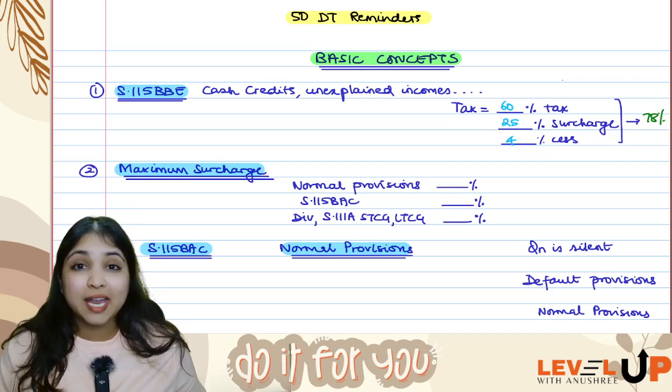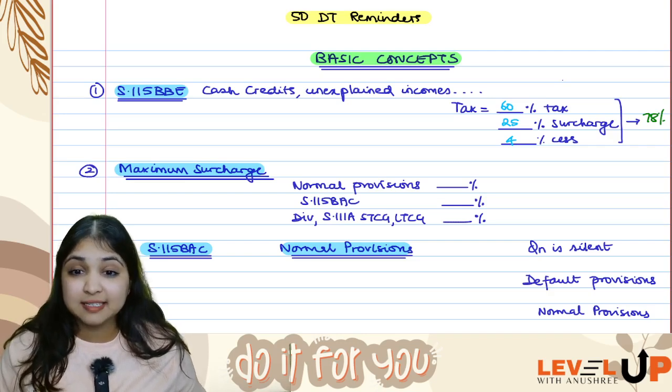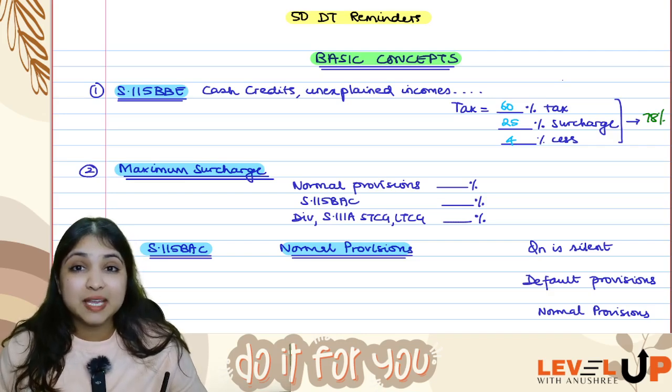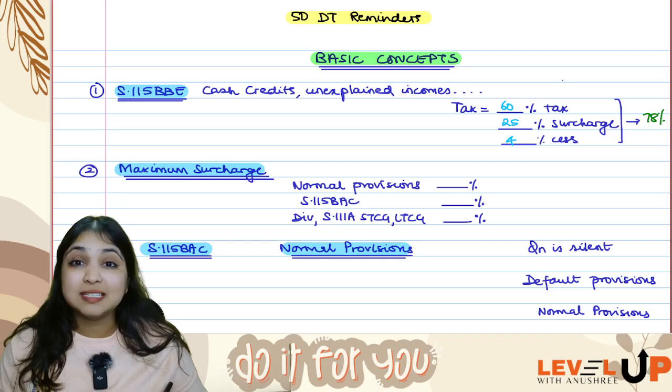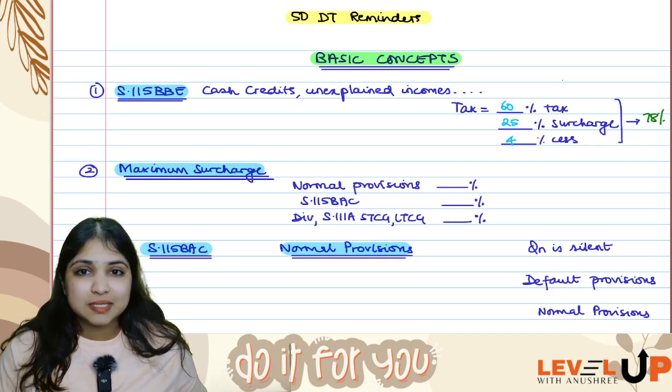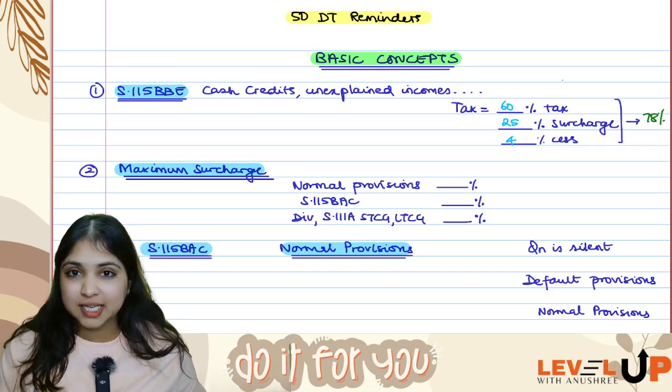You will not be allowing any expense against this income. You will not be adjusting any loss against this income. You will not be enjoying section 87A rebate against this income. Section 115BBE, keyword: no satisfactory explanation. Assessee is not able to give any satisfactory explanation. Then 60% tax, 25% mandatory surcharge and 4% cess, effectively 78% tax.